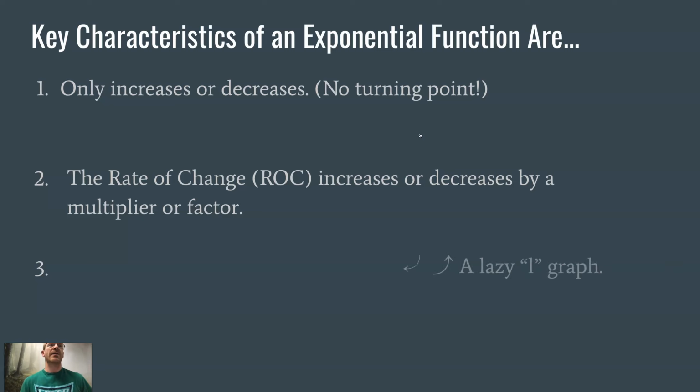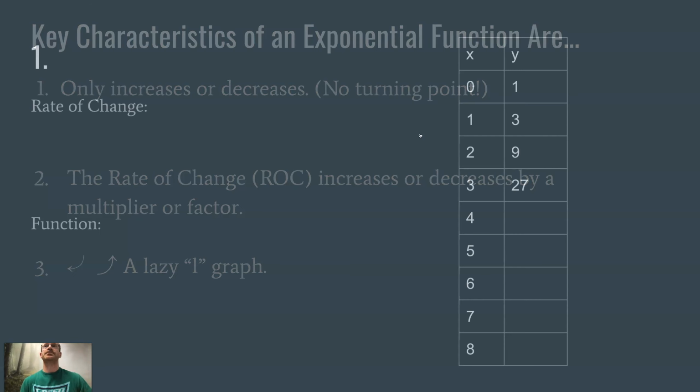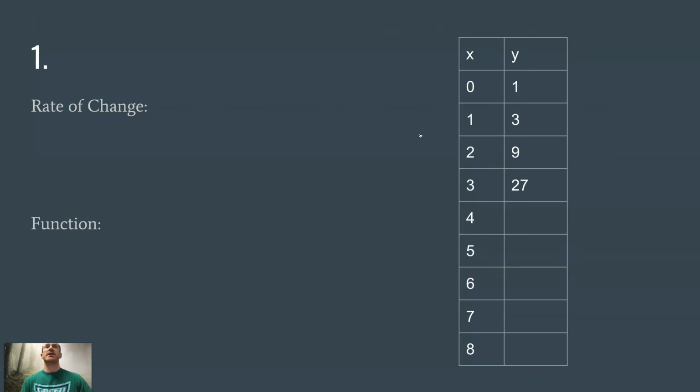And then we get kind of a lazy L graph, right? Where it's going up or it's going down. So we kind of get that lazy graph like that. Okay, so there you go. So there are some key characteristics. Let's look at an example here.